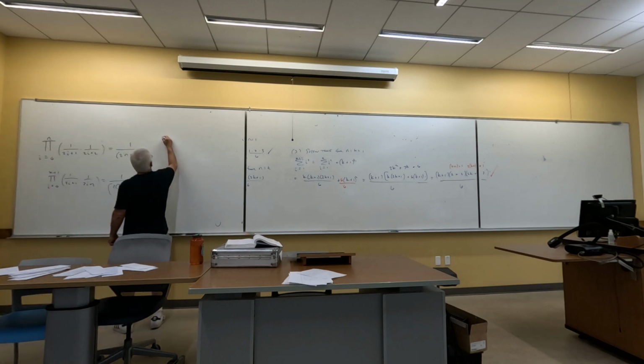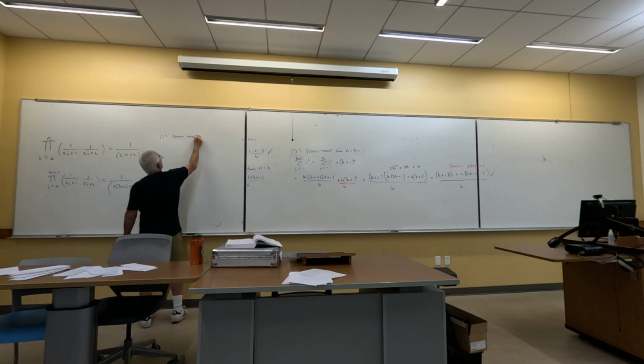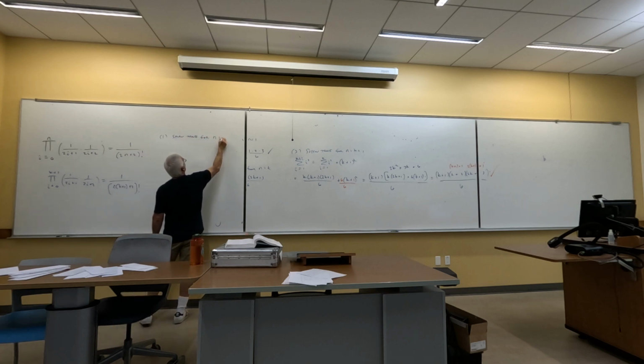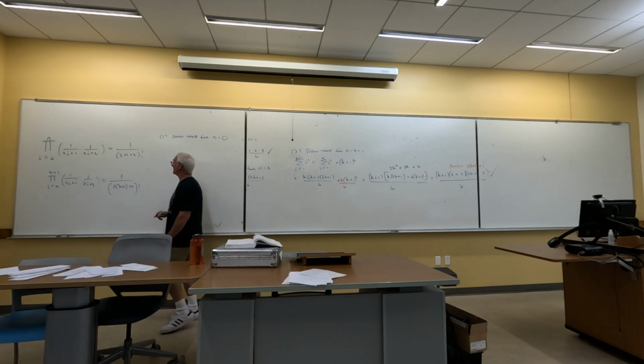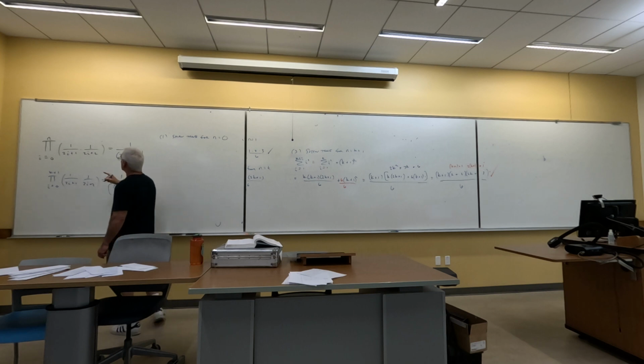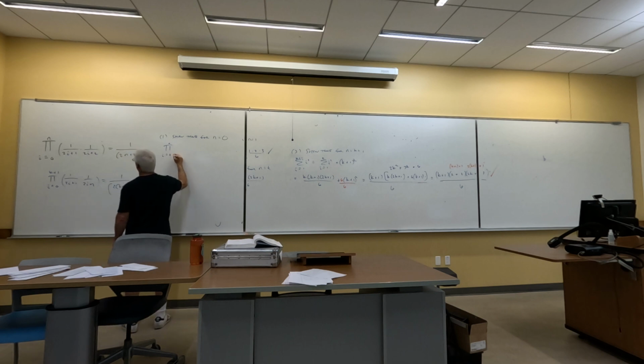Okay, so, first step, I want to show it's true for what? N equals 0. If I start with n equals 1, it's not going to be true, so you've got to be careful with that one. Start with n equals 0. So that means the product for i equals 0 to 0 of 1 over 2i plus 1. Oh, I don't need parentheses there.